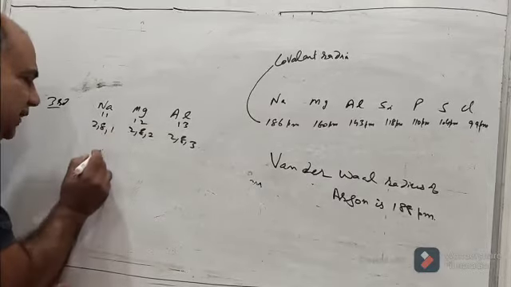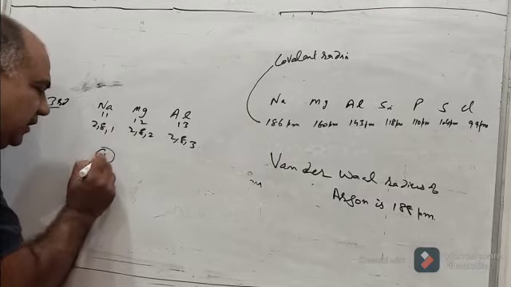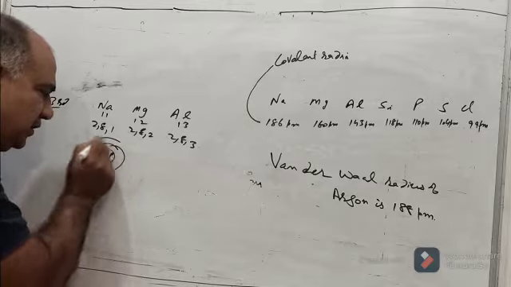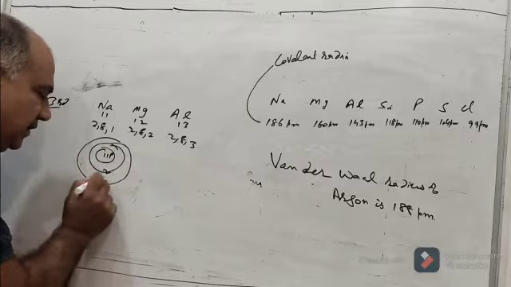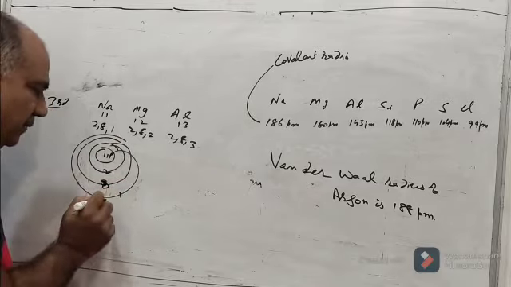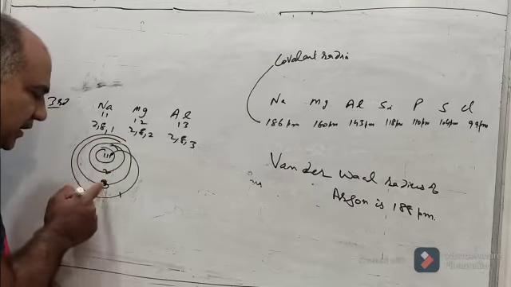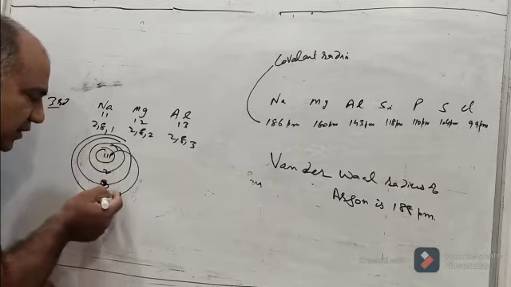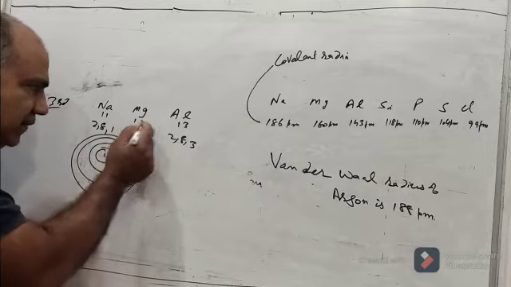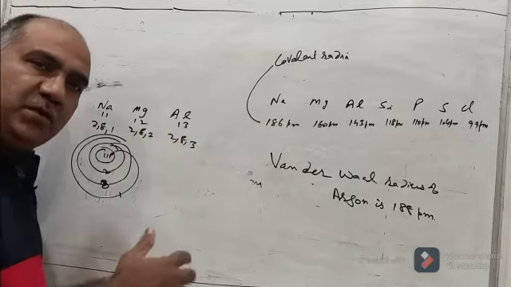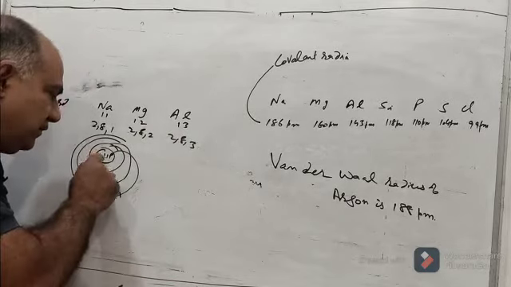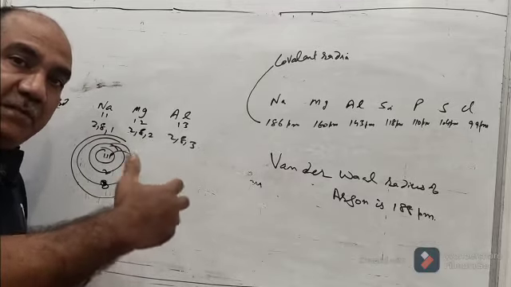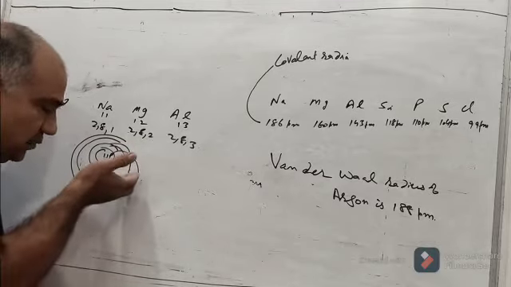Sodium is having 11. Let me call this the nucleus. Here 11 protons are there, and this is the first orbit, 2 electrons. This is second, 8 electrons, and this is third, 1 more. So there are 11 protons trying to attract the third orbit. But when we move to magnesium, the number of protons in the nucleus is 12. So the positive charge at the nucleus is more. So that increased charge will draw the third orbit closer to itself.